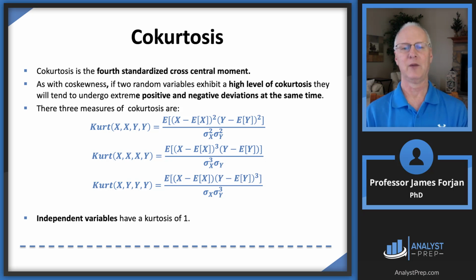Independent variables have a kurtosis of 1. But what happens if there is a high level of kurtosis? What that means is that these random variables, if they are rates of return on a financial security, are probably going to have extreme positive and extreme negative deviations at the same time. So do you see how these moments, those four moments of the distribution, and then their co-moments of the distribution, right? Coskewness, Cokurtosis and correlation or covariance.